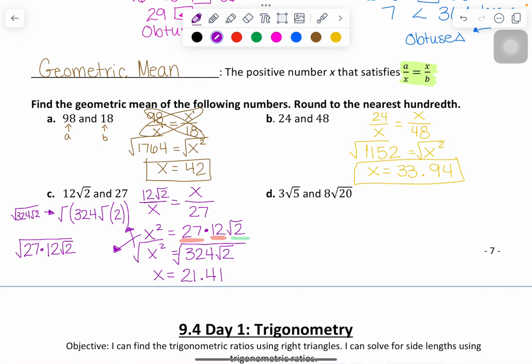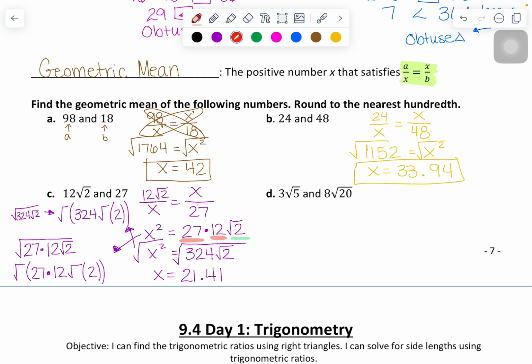Or, if you've got the not so fancy TI, on a calculator, that will look like square root, parenthesis, 27 times 12, square root, parenthesis, 2, close, close. So for the most part, you type them into the calculator very similarly. The difference is, are you going to have that 324, or are you going to have 27 times 12?